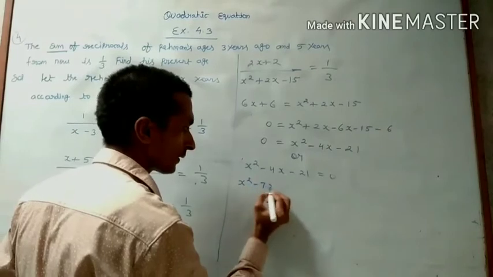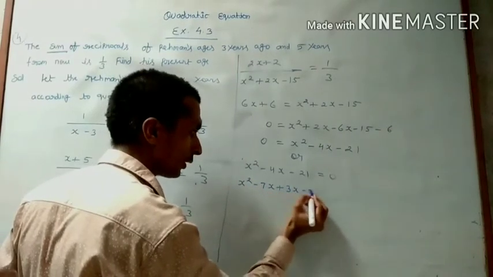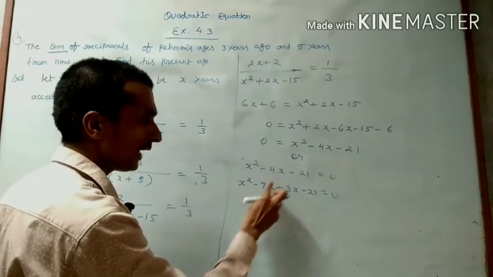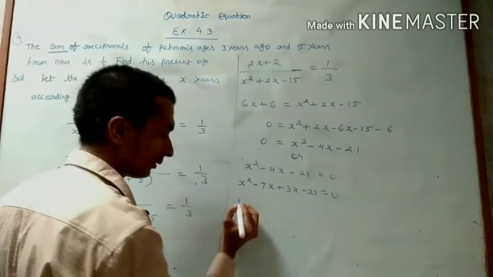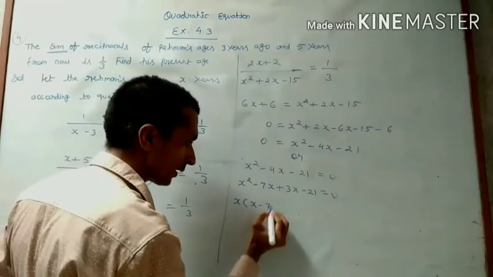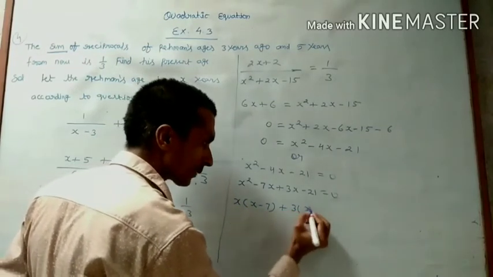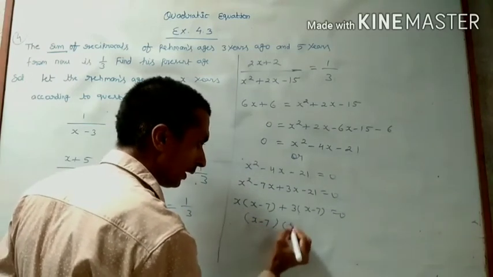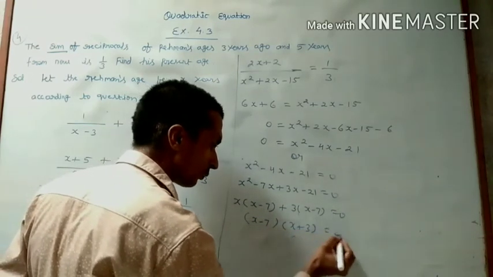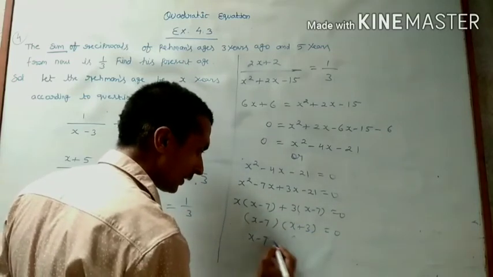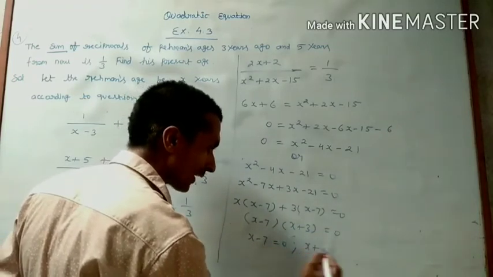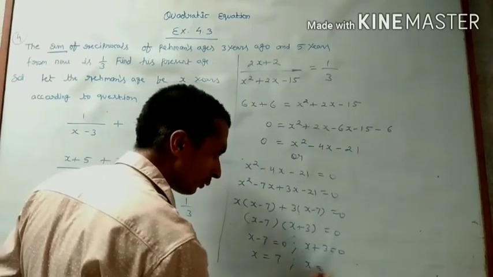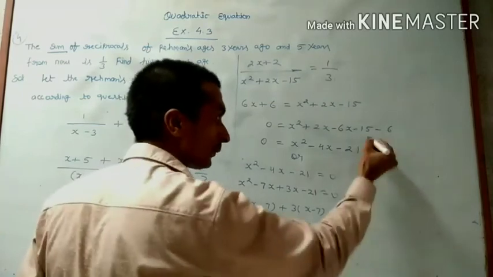x square minus 7x plus 3x minus 21 equal to 0. 7 minus 3 you will get 4, and the bigger number is minus sign, so you have to minus. Take x common: x(x minus 7) plus 3 common: 3(x minus 7) equal to 0. So (x minus 7)(x plus 3) is equal to 0. Now you can write x minus 7 equal to 0, and the next one x plus 3 equal to 0. So you will get x equal to 7 and x equal to minus 3.